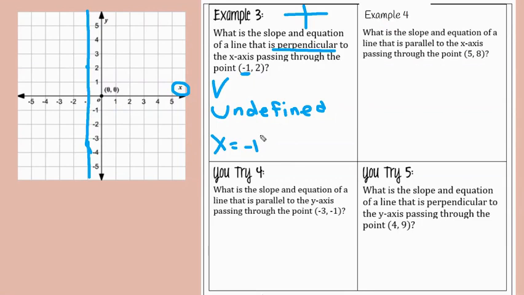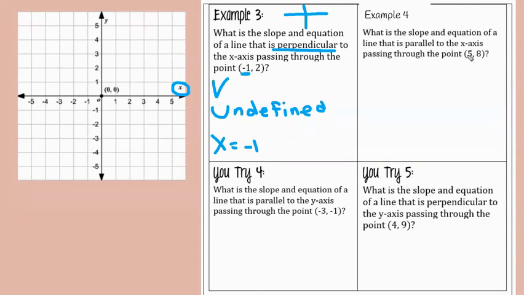All right, next. Example 4. What is the slope of an equation line that is parallel to the x-axis? So I'm going to have to erase this. Now it has to be parallel to the x-axis. So if it's parallel, it's going to be like the railroad tracks because railroad tracks are parallel. And since this line is going this way, I'm going to have it going this way.